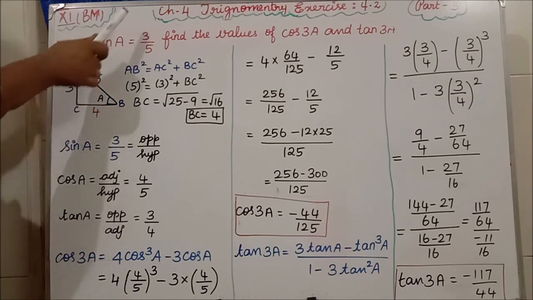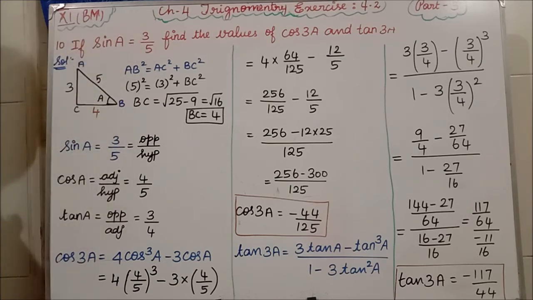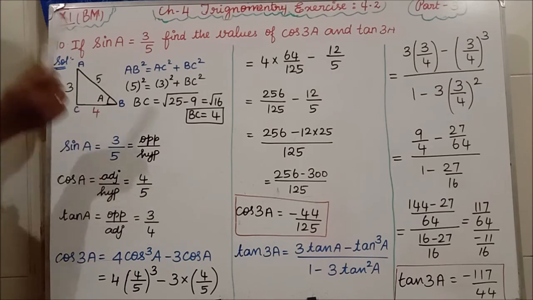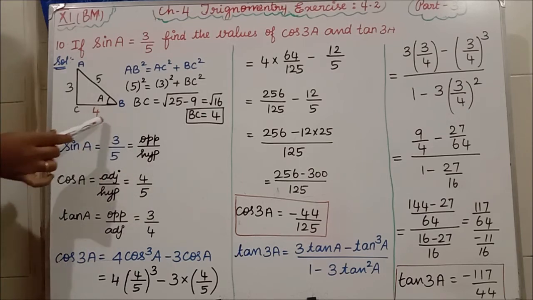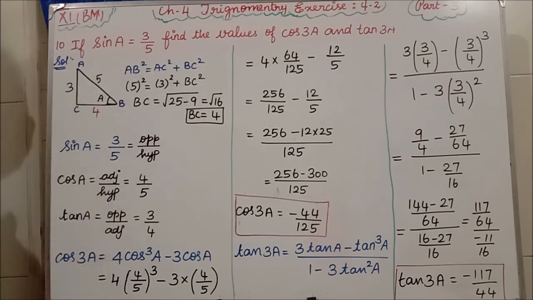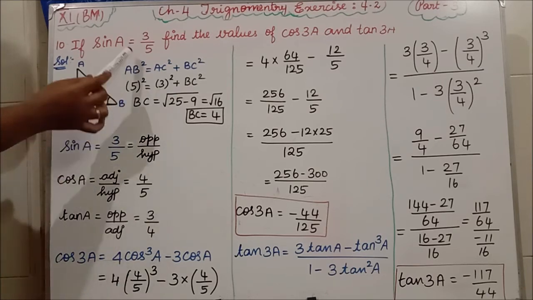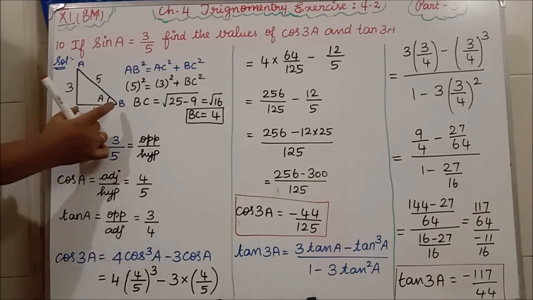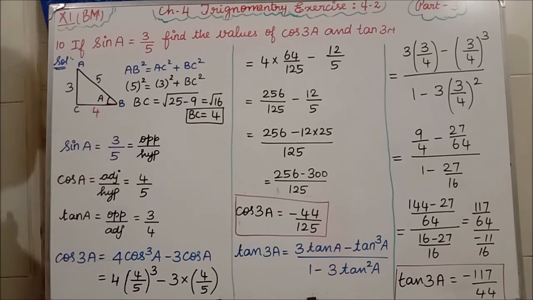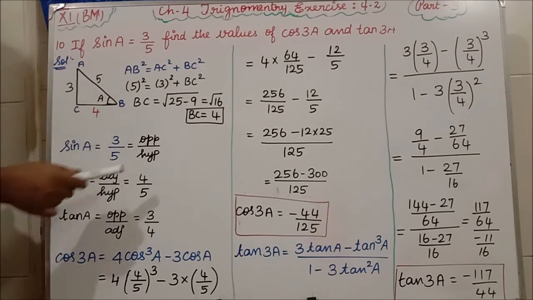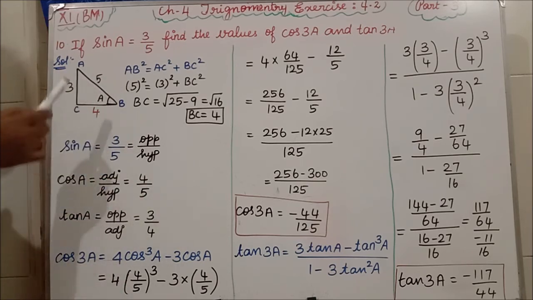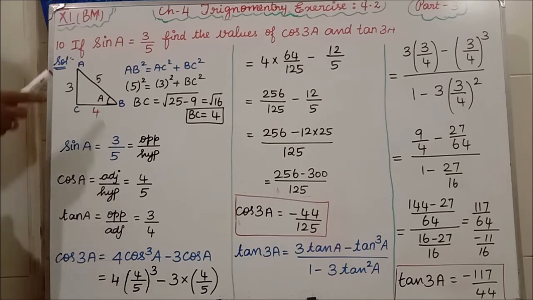Sin a is equal to 3 by 5, which means what are the two sides they have given? They have given opposite and hypotenuse. With that we can find the adjacent side by using the Pythagoras theorem. Okay, now using the Pythagoras theorem I have got the adjacent side BC as 4. Now easily we can write cos A and tan A. Cos A means adjacent by hypotenuse. Adjacent is 4, hypotenuse is 5, so 4 by 5. Tan means what? Opposite by adjacent, so 3 by 4. That is the tan value.